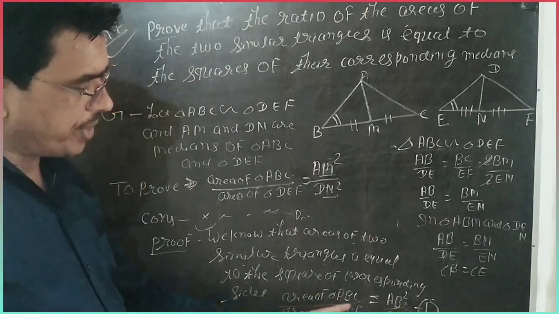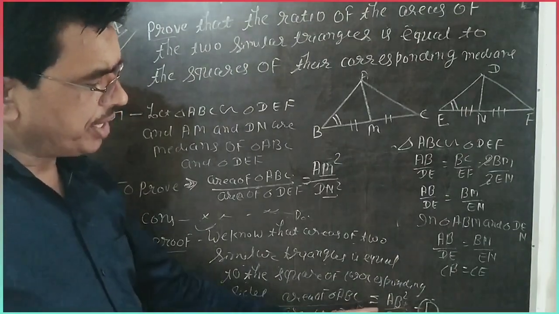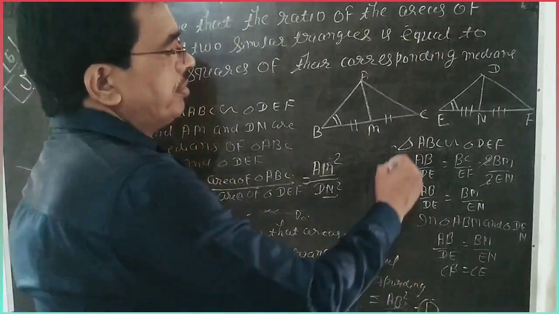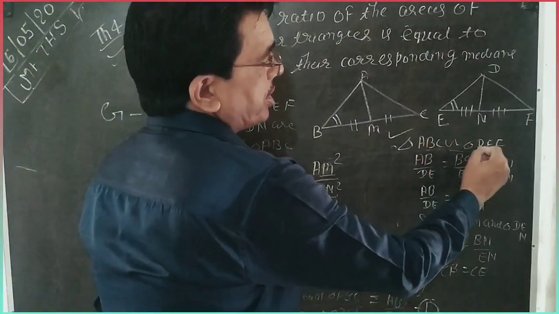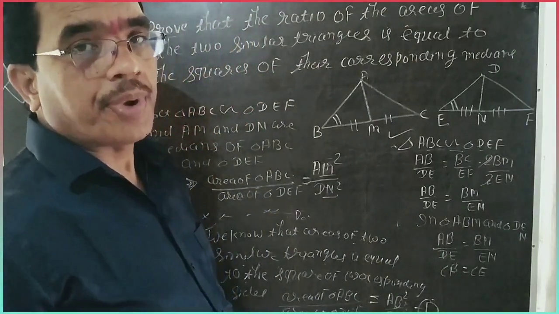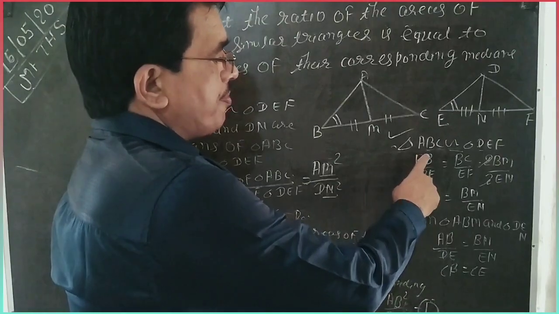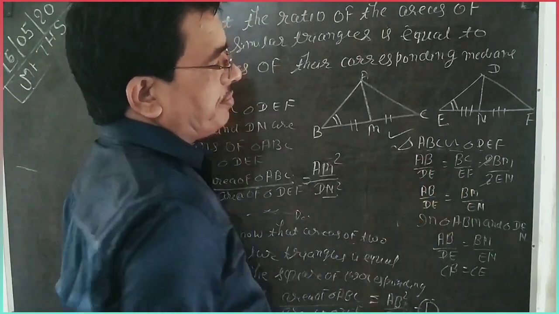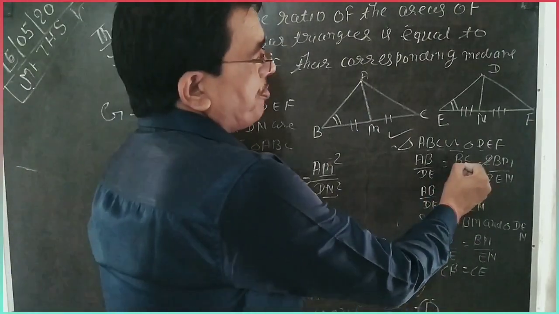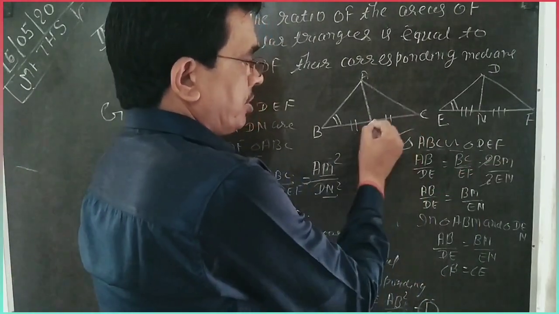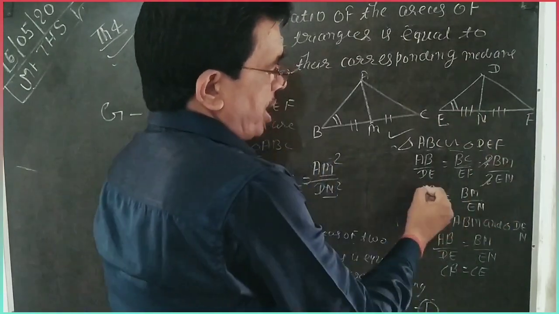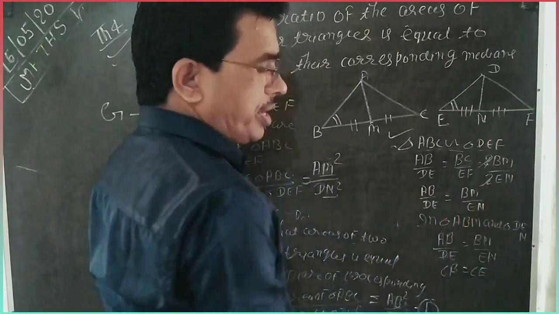So I write area of triangle ABC by area of triangle DEF is equal to AB square by DE square. That is equation first. Now triangle ABC is similar to triangle DEF, so the medians are also proportional. So AB by DE is equal to BC by EF and also AC by DF, but there is no need of that. Now we write BC as 2 BM because M is the midpoint, and EF as 2 EN, and cancel. So AB by DE is equal to BM by EN.